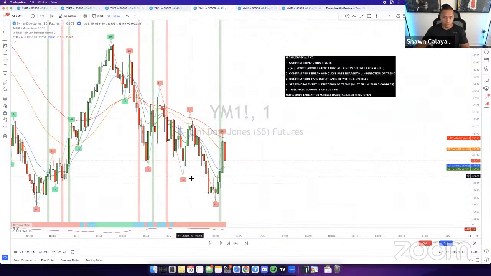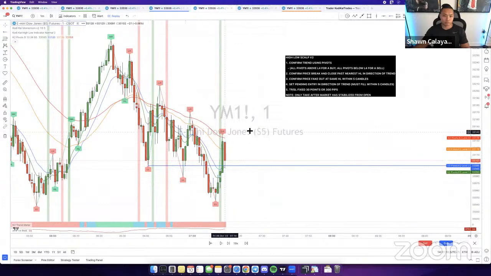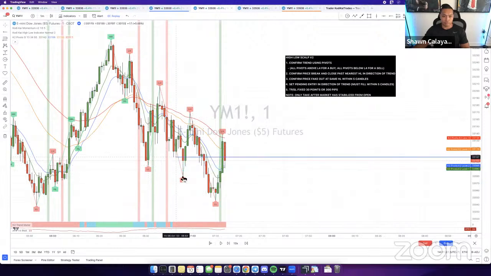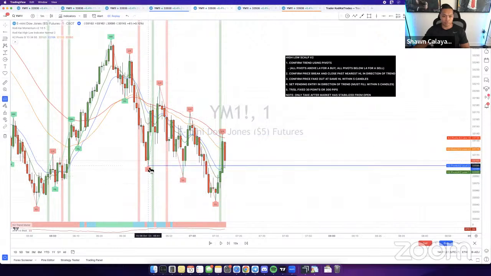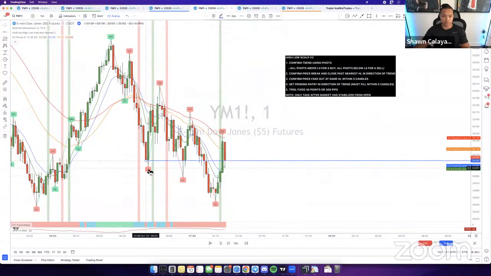So let me go back over here real quick. Sorry, I got to go back and just review this because I'm not sure if we took it off this level or if we took it off this level. I'm pretty sure it was this level right here. So this broke past it. 1, 2, 3, 4, 5. Actually, it was this level down here.